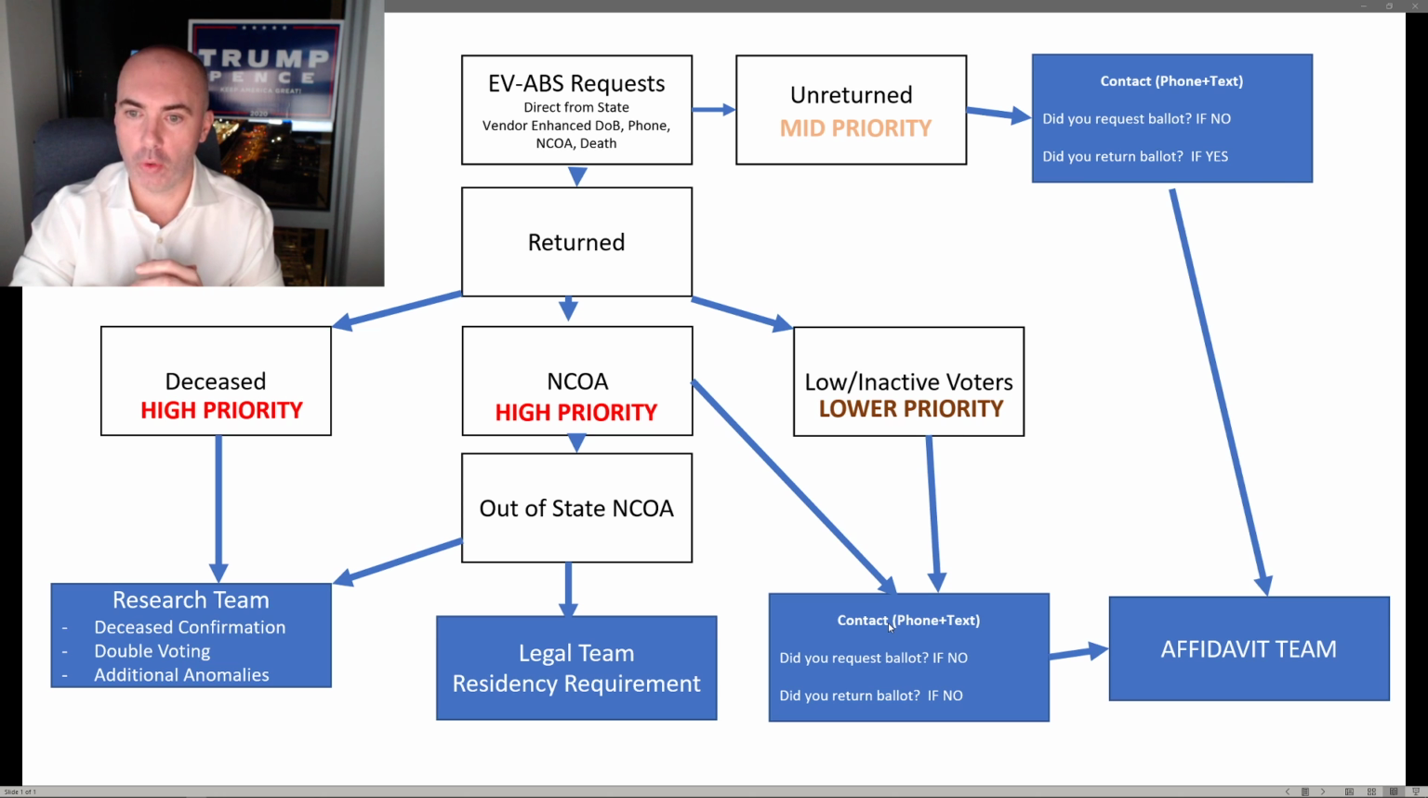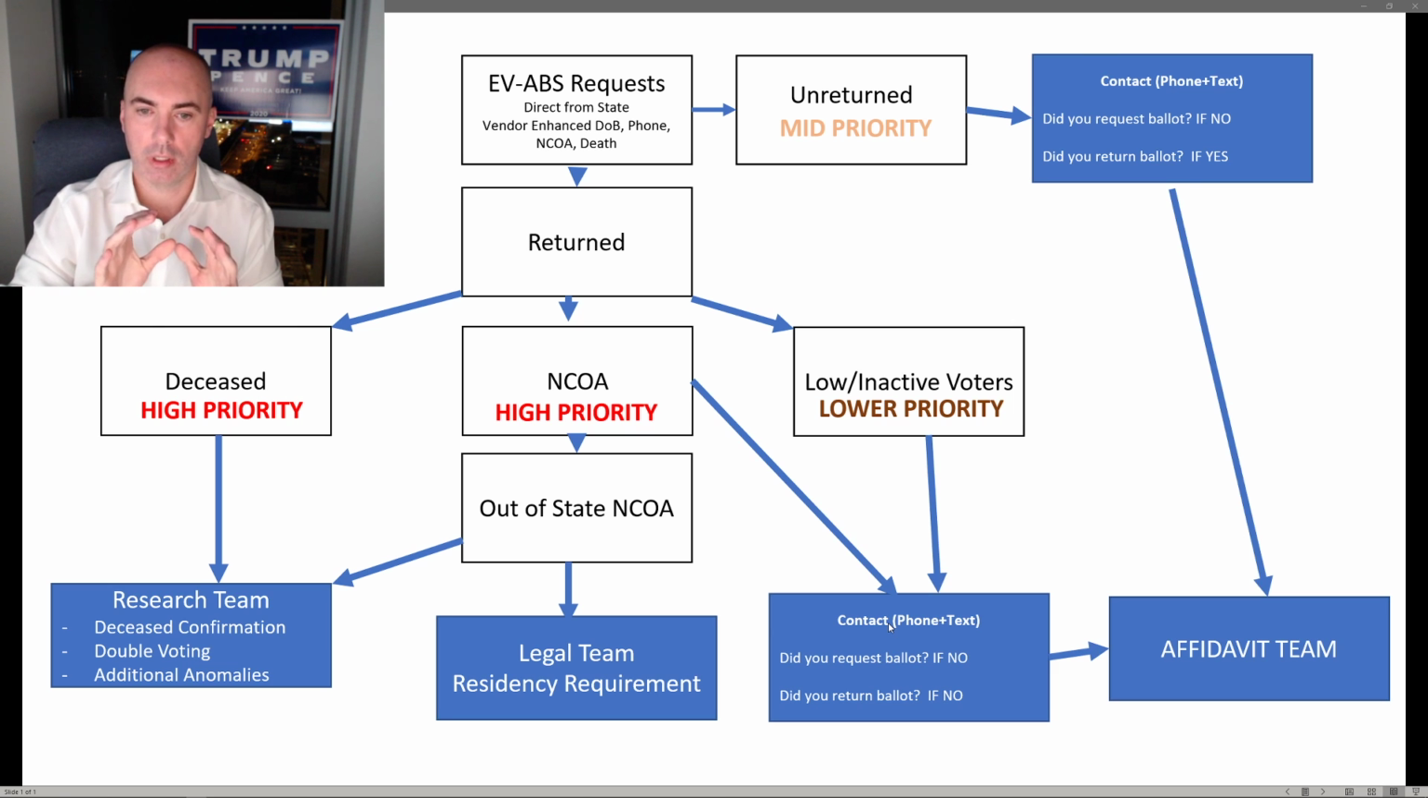One other group, the low and inactive voters, they were people, again, who've not voted in a long time, and we're going to reach out to them if we have budget and resources, and again, ask them those same questions. Did they request a ballot or not? And if they said no, right over to the affidavit team. Maybe this was the one election where they decided to do so, and they did, they got it, but they didn't return it. Again, right over to the affidavit team.